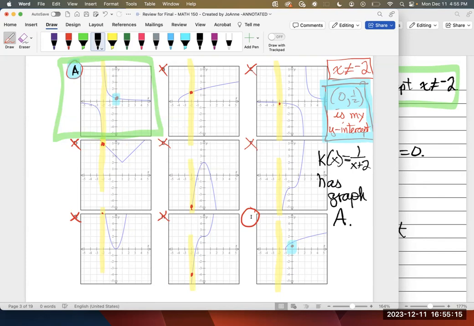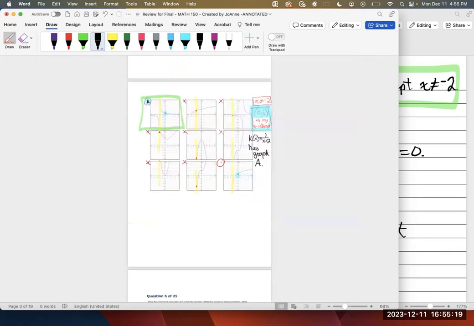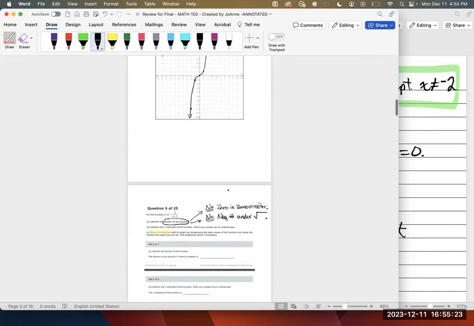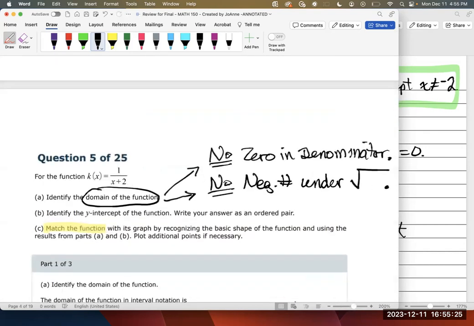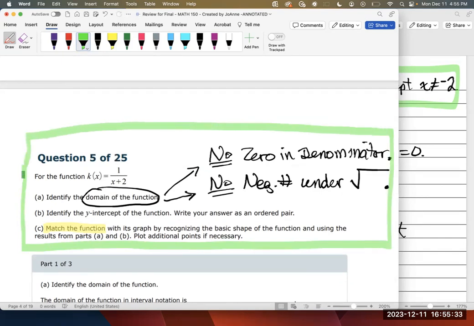All right. Again, the question is up here. Match the function with the graph.